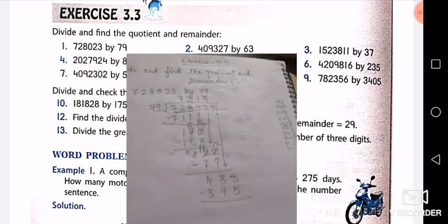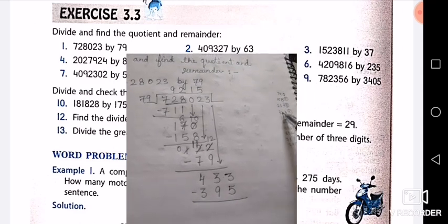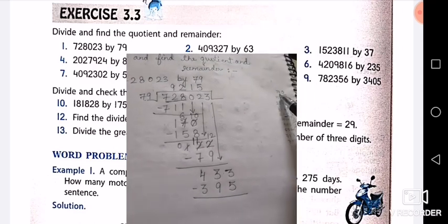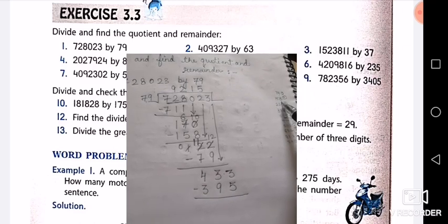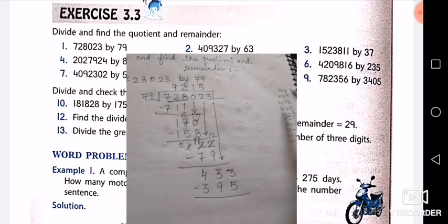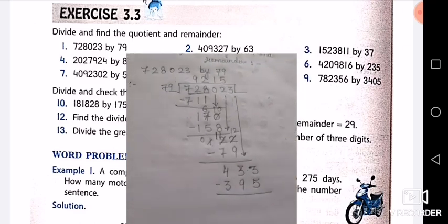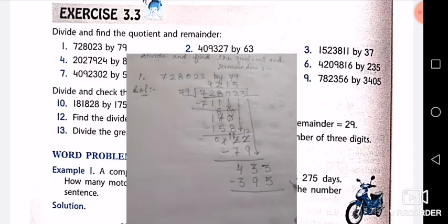So this is one of the ways to do it. You will write the times: 1 time, 79 1 time will be 79, 2 times will be 158, 3 times will be 237. Like this you will write it so that your division can be done quickly. Now out of this we will subtract.